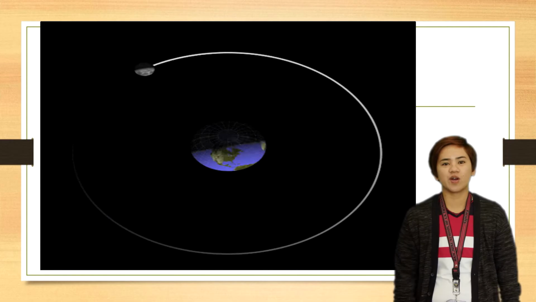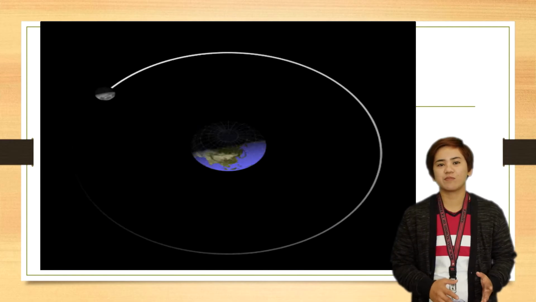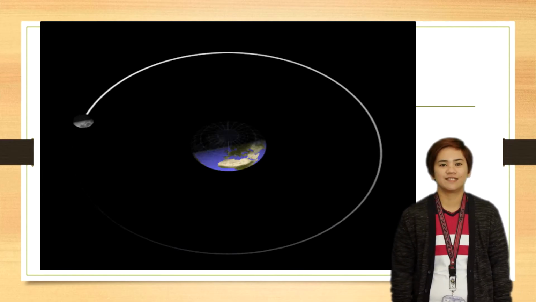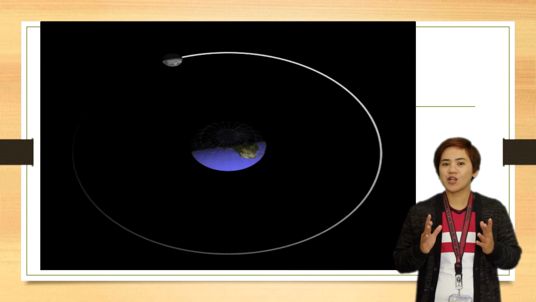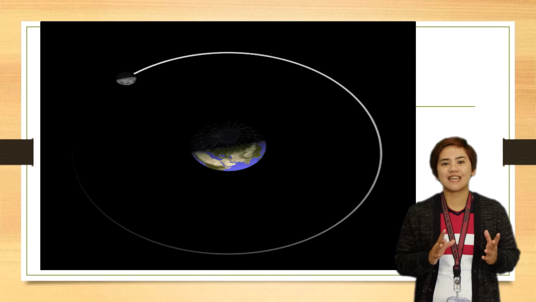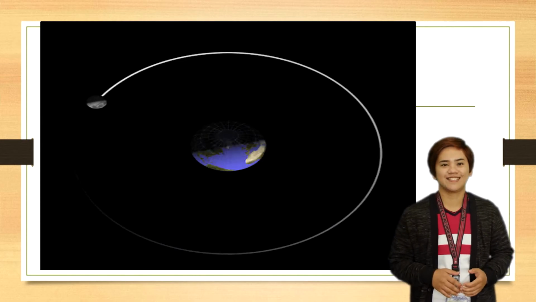Because it orbits around the Earth, sometimes it is closer to the sun. Sometimes it is farther away. When it is closest to the sun, it can be seen easier during the day.